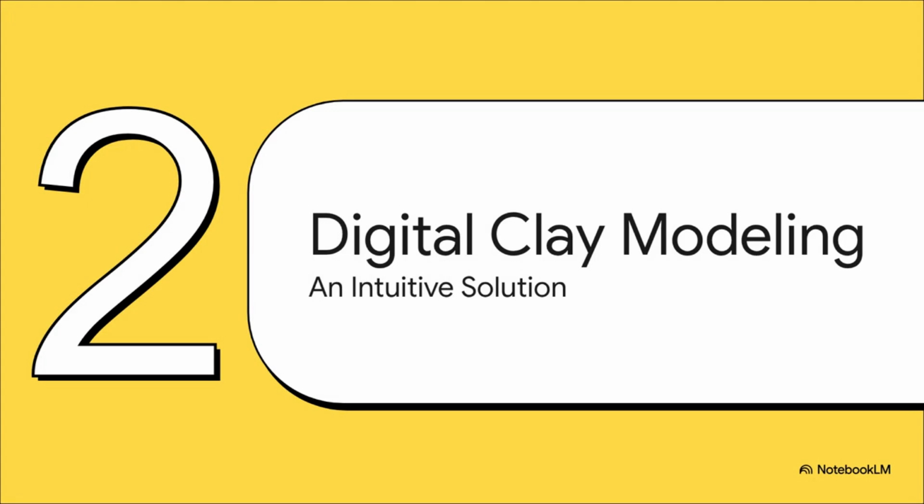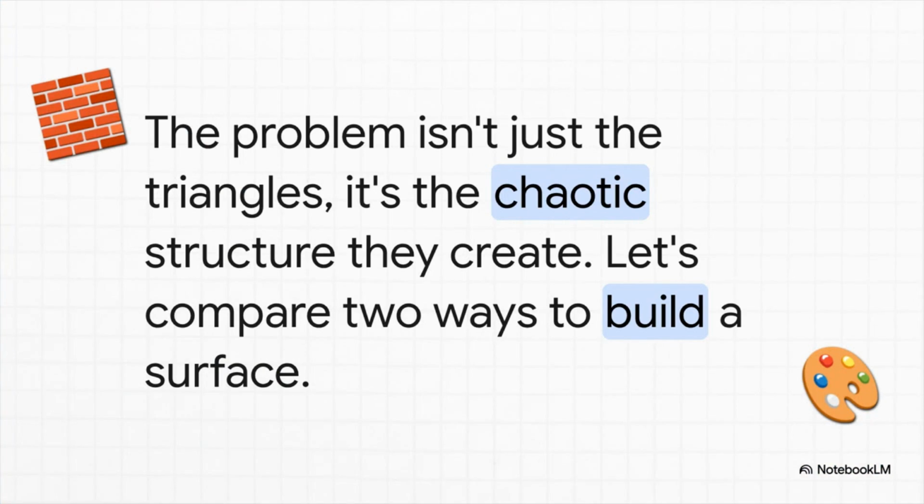So, if triangles are the problem, what's the solution? Well, it involves thinking less like a computer and more like an artist. It's all about finding a way to model with that same intuitive feel you get from sculpting a piece of clay. And it turns out the issue isn't just the fact that we're using triangles, but the chaotic structure they often create.